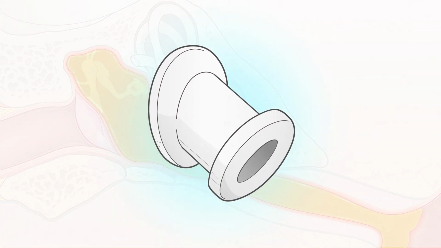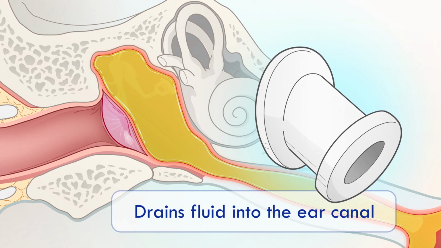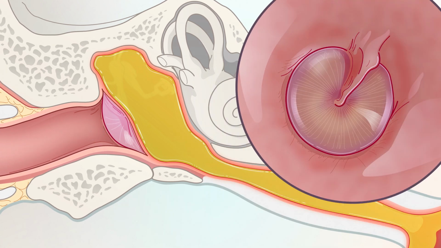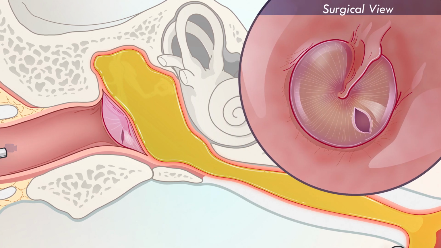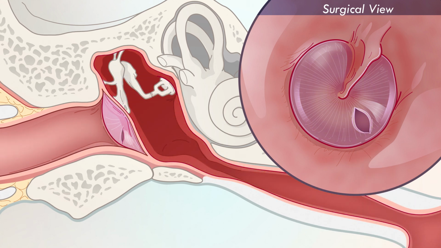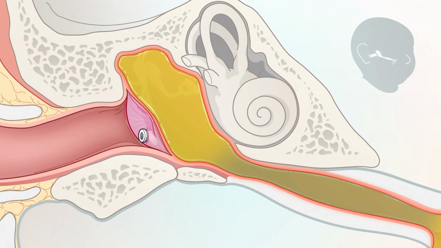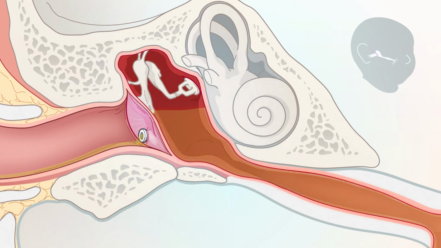Ear tubes break this cycle by allowing fluid to drain out of the ear and into the ear canal. In this surgery, we make a small hole in the eardrum, suction out any fluid, and then insert the tube. In bypassing the eustachian tube, ear tubes provide an alternate pathway for fluid drainage, preventing fluid buildup and minimizing pain and discomfort.